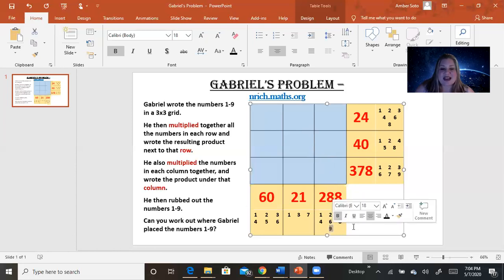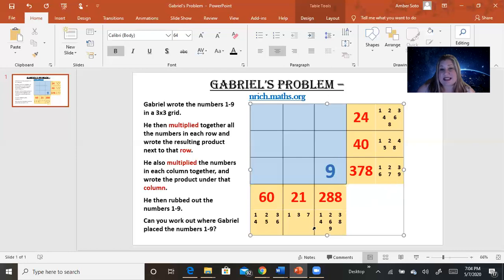The number 9. 9 cannot be here. It's not a factor of 60. It can't be here. It's not a factor of 21. It can't be here. It's not a factor of 40. And it can't be here. It's not a factor of 24. So that means 9 has to be here because it's a factor of 378 over here and it's a factor of 288 here. 9 can't be anywhere else on this grid.